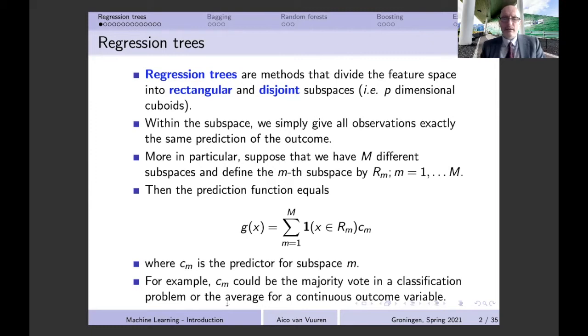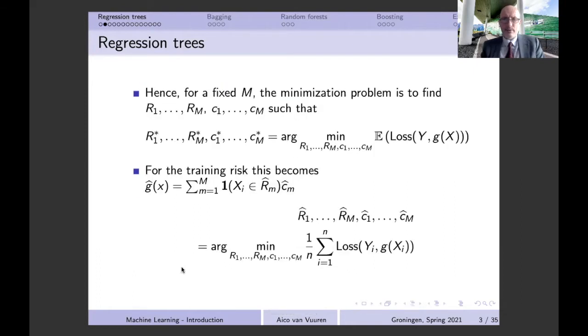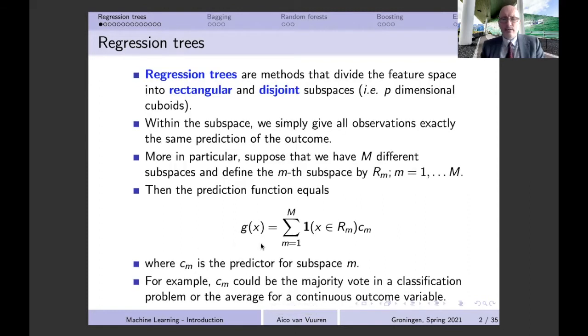But we can also think of a situation in which we have a continuous outcome variable. In that situation, we're simply going to take the average per subspace in order to determine this Cm that we have over here. But let's now look a little bit more at the theory. What we usually would like to do is to find, among all these potential functions that can be defined by this function over here, the best one. And what is that?